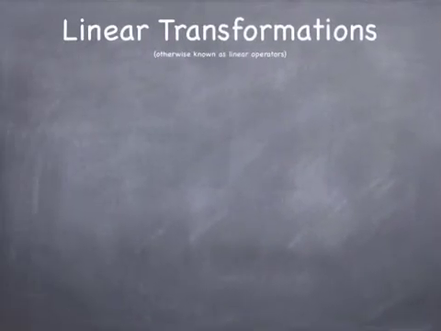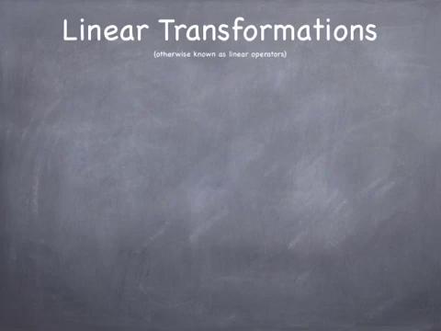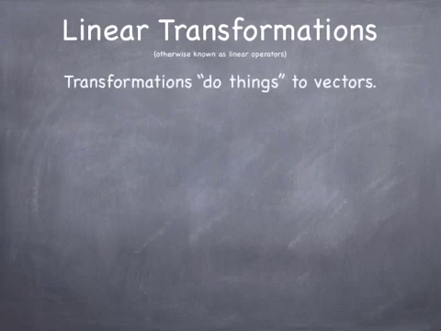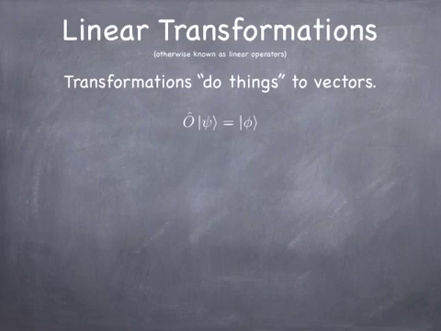Okay, what's a linear transformation? A linear transformation is sometimes called a linear operator, but a transformation does things to vectors. So if you apply a transformation to a vector, what do you get? You get a new vector. O hat acting on the ket psi gives me a new ket phi. That's the idea.